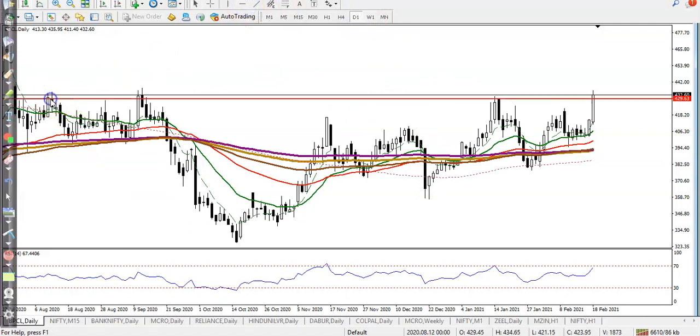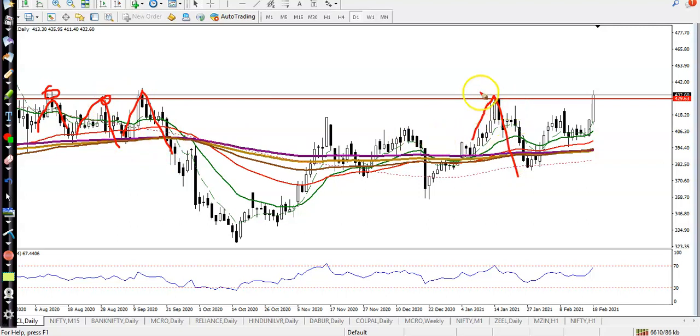Have you seen multiple rejection points? Somewhere there, rejection. Price hit and reversed back. Hit and reversed back. And hit and reversed back. So we have seen multiple rejections. We are looking for a buy after breaking this area. So let's jump into a small time frame.